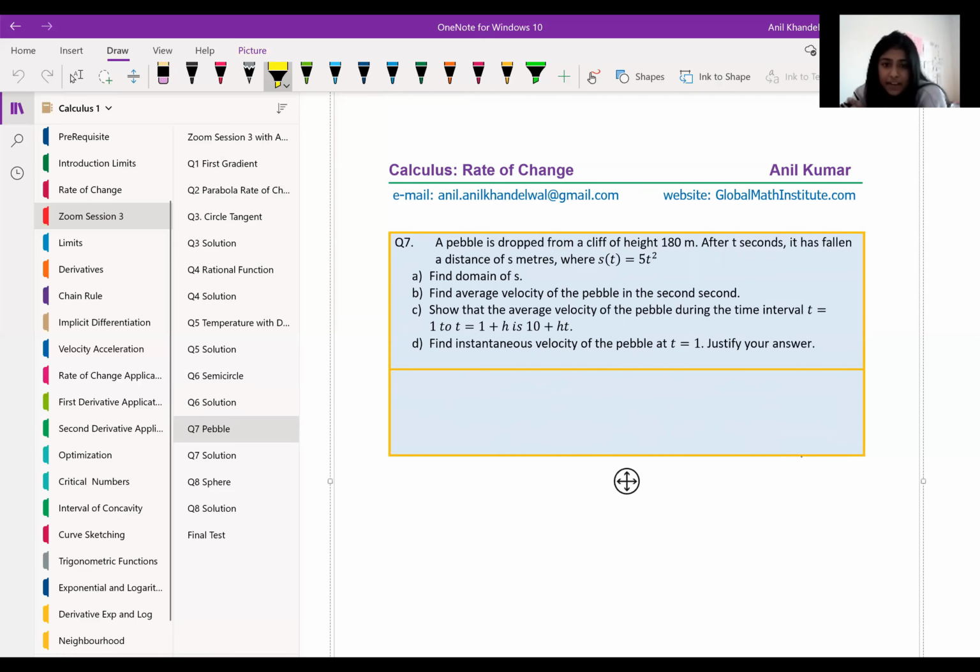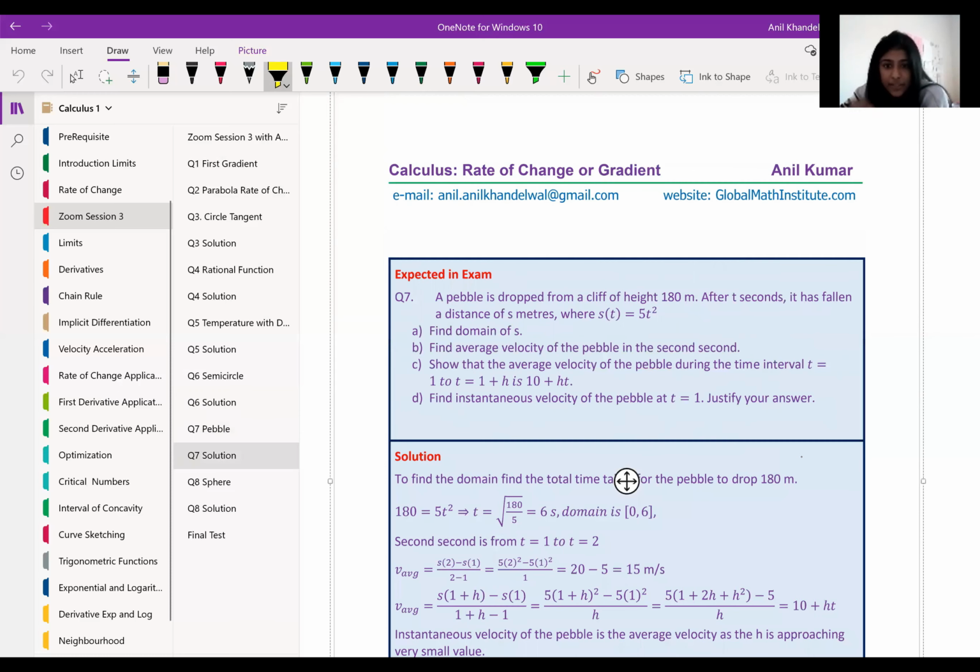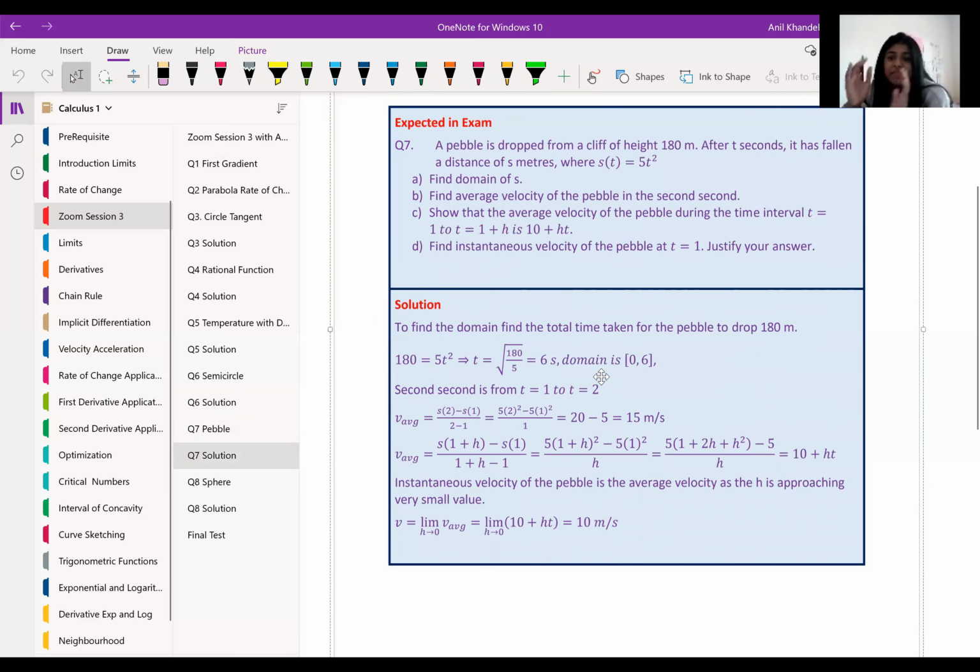With B, find the average velocity. So like we did before, because it's saying in the second, that's between 1 and 2. How do you know that? Because the first second is 0 and 1. Yeah. That's a very tricky part. It's very confusing.